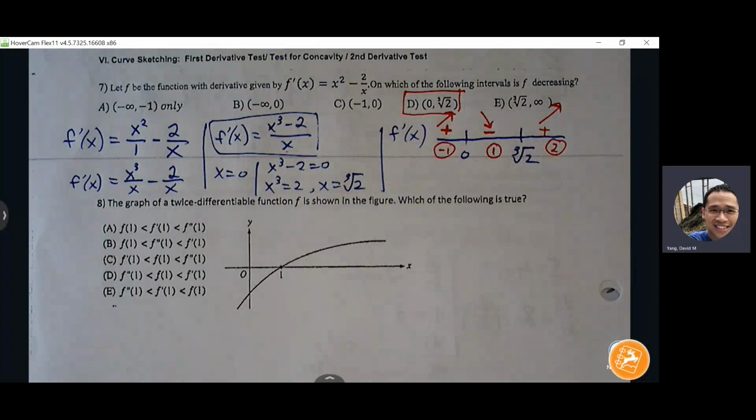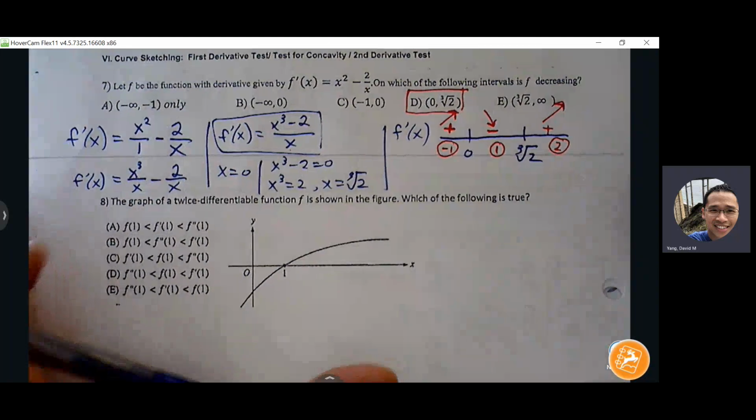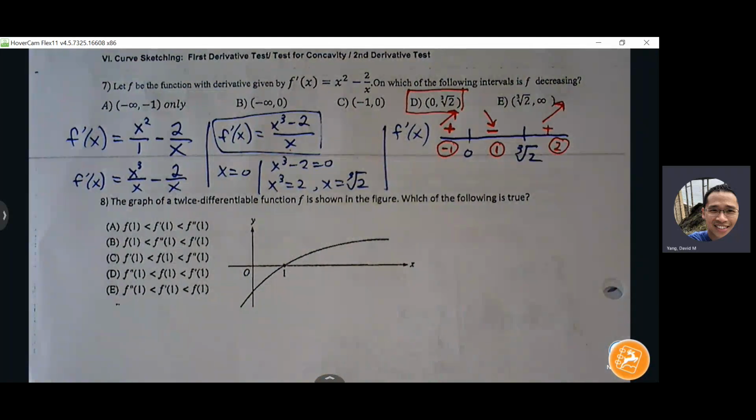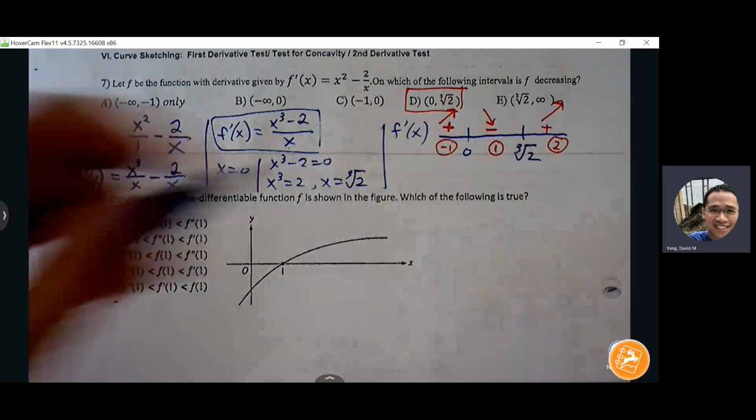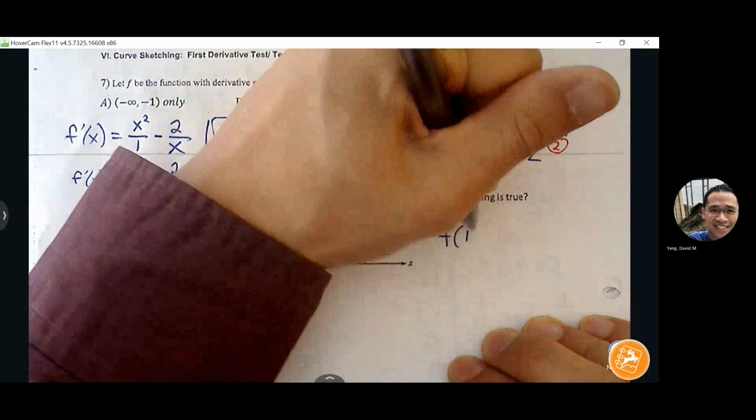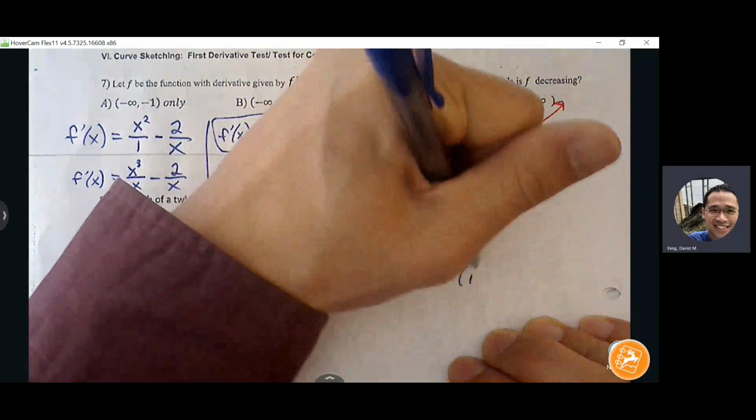All right, number 8. The graph of a twice differentiable function is shown. Which of the following is true? It's asking for the order of values between f of 1, f prime of 1, and f double prime of 1. Without even looking at the list of options, let's see if we can estimate what these values are.